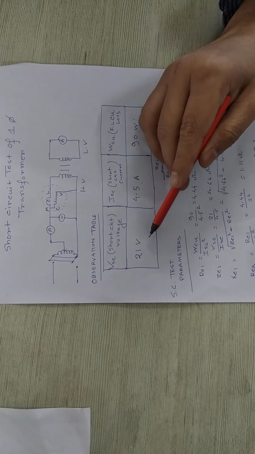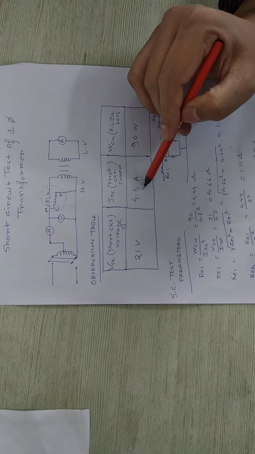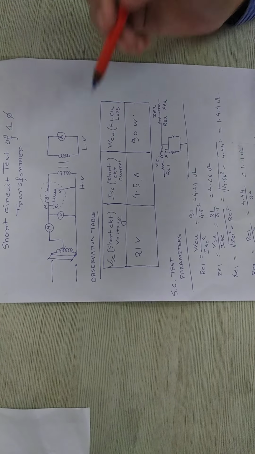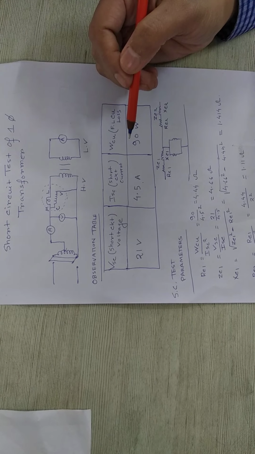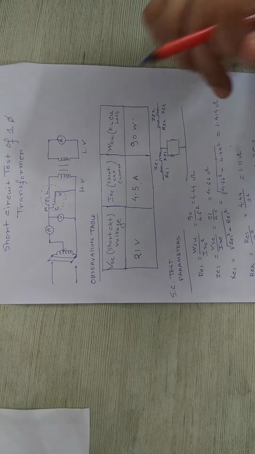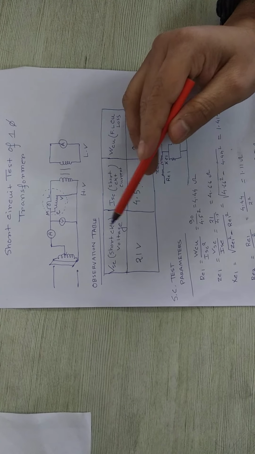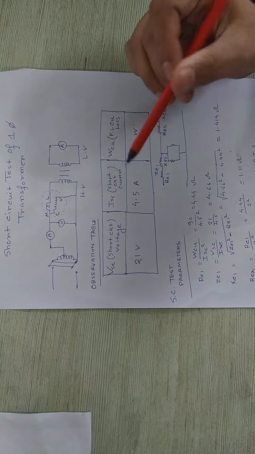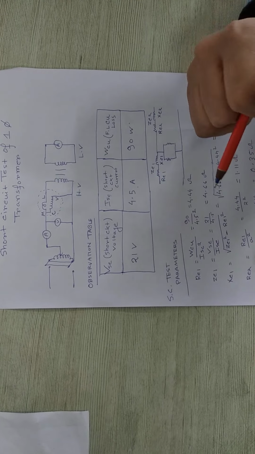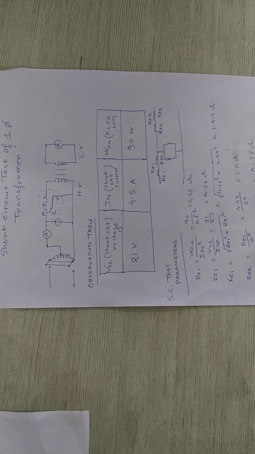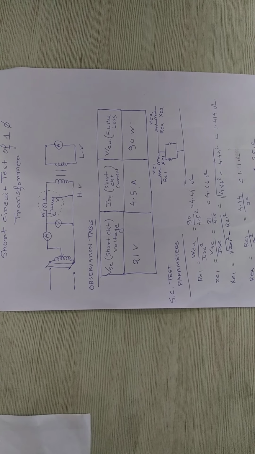So we have found these values from the previous experiment, or the previous video lecture, where we have done the experiment, and now from this observation table, or from these values, we are going to find out the short circuit test parameters. Before finding the short circuit test parameters, we have to know the equivalent circuit.